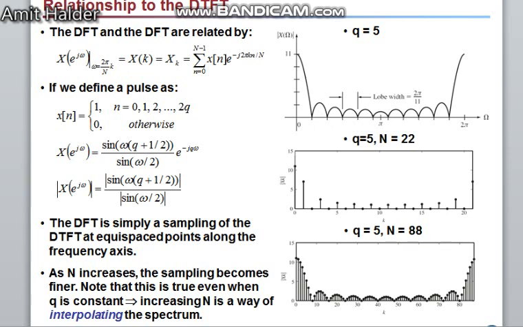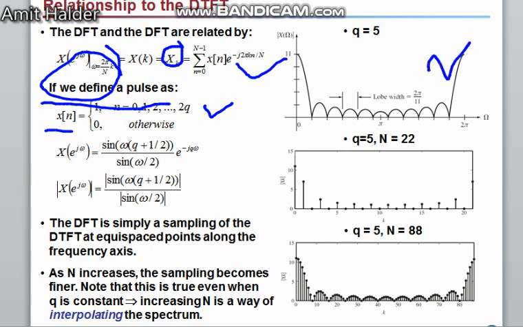So the DTFT and the DFT are related by this. That's the DFT and IDFT maybe. So that's the DFT, and the exact DFT is that, as we can find in the previous lectures. So if we define a pulse here, x[n], that's the pulse sequence as you can see here, and there is a value of q. What does the value of q do? Just a simple value q will change the entire DFT sequence.